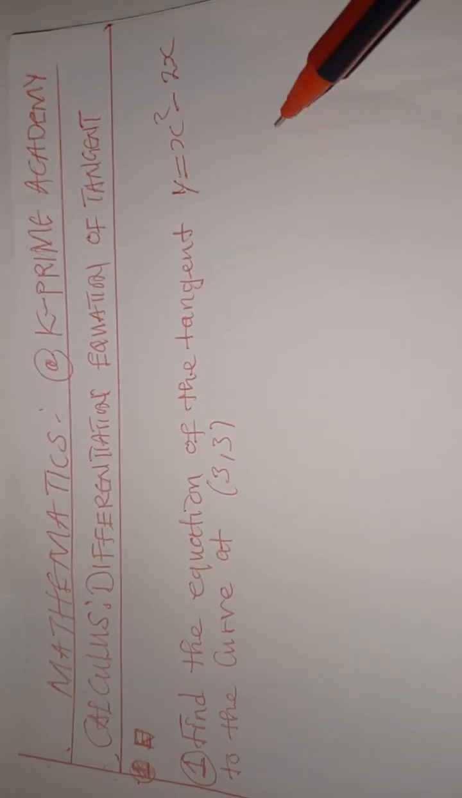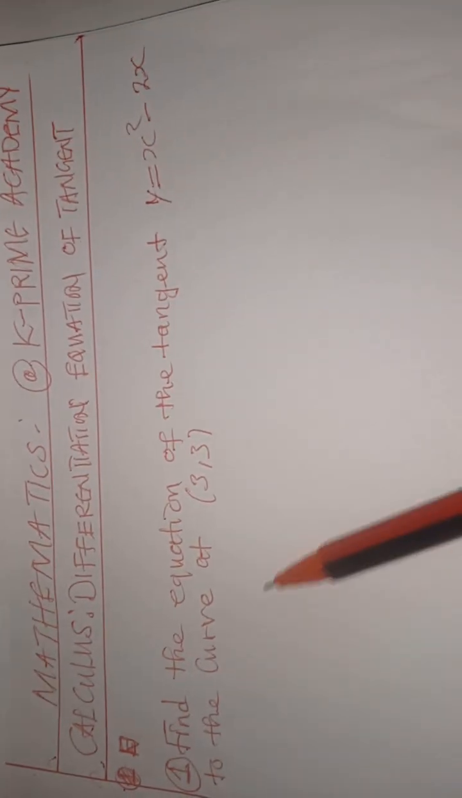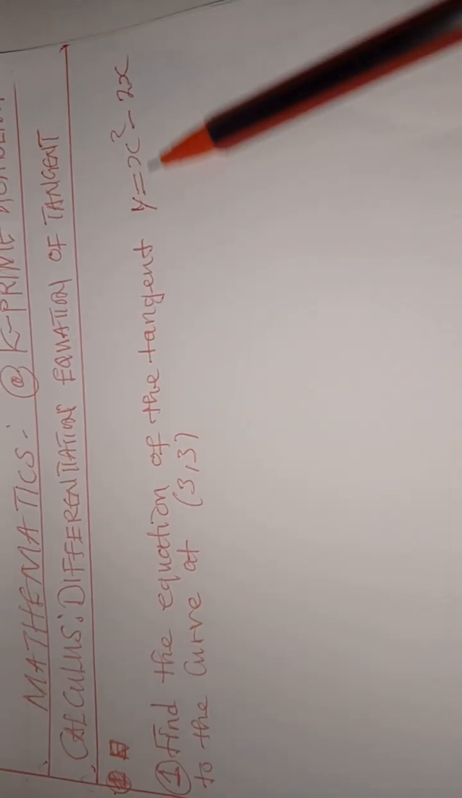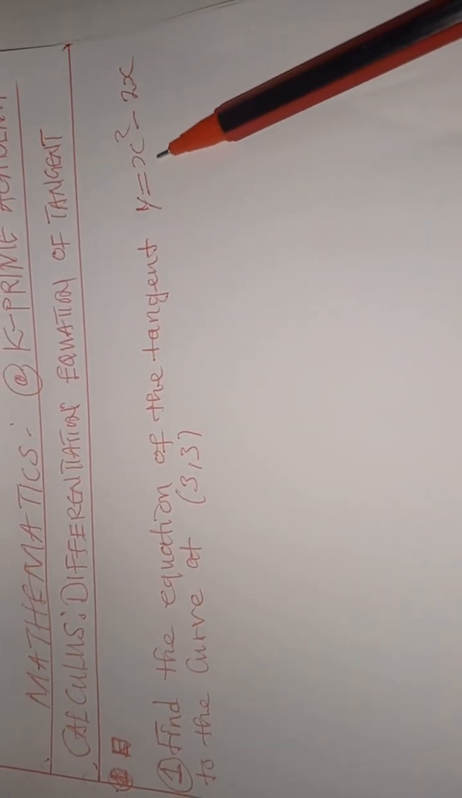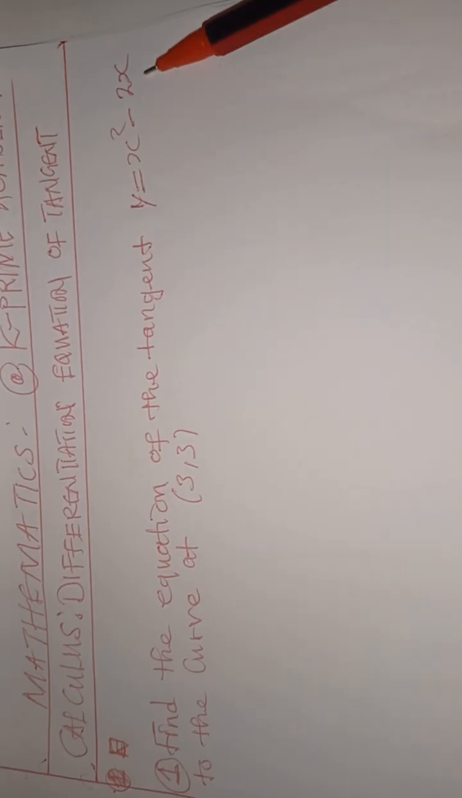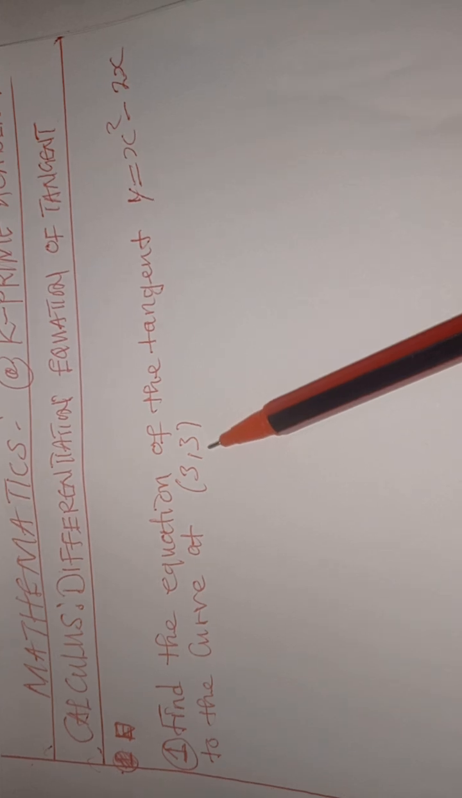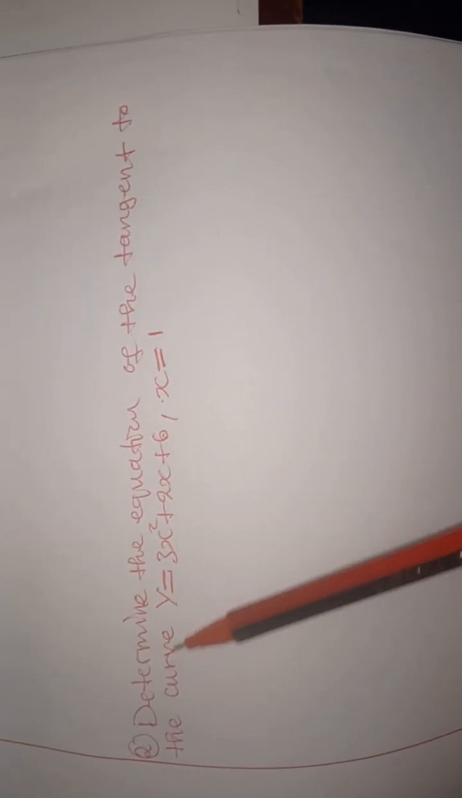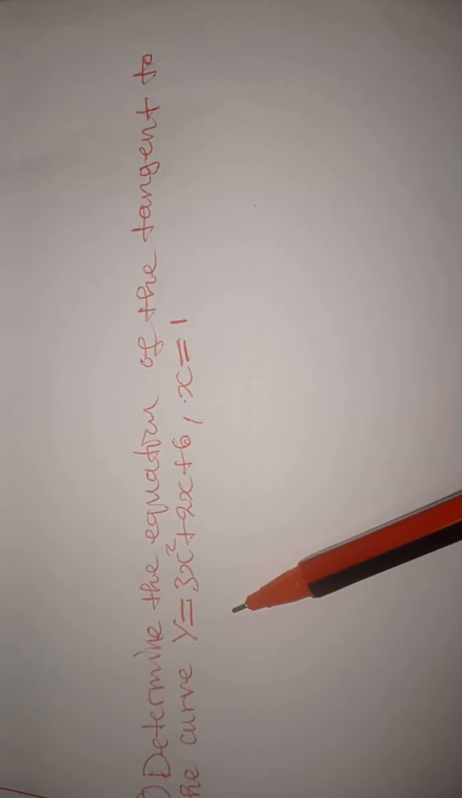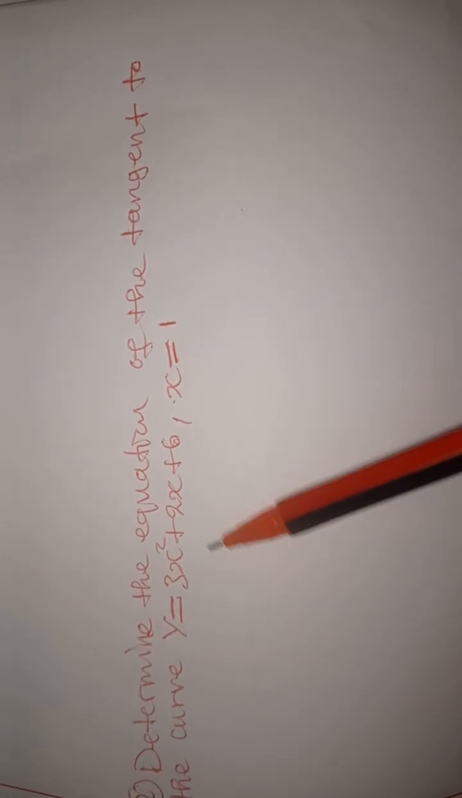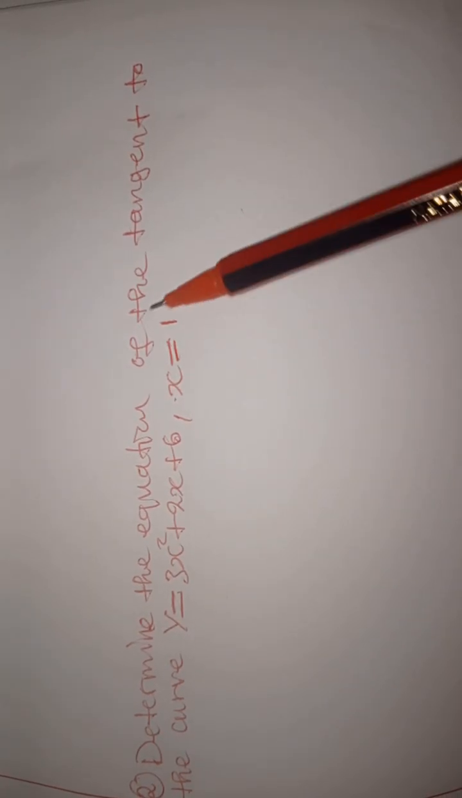So with me here, I have two questions. Question 1: y is equals to x squared minus 2x, passing through (3, 3). Then question 2 is also here. Determine the equation of the tangent to the curve y is equals to 3x squared plus 2x plus 6, where x is equals to 1.